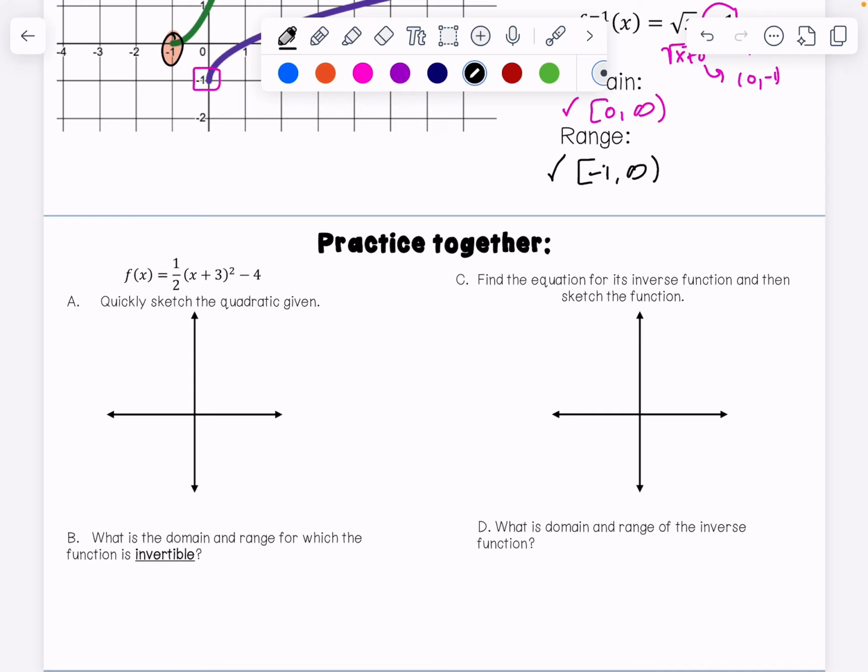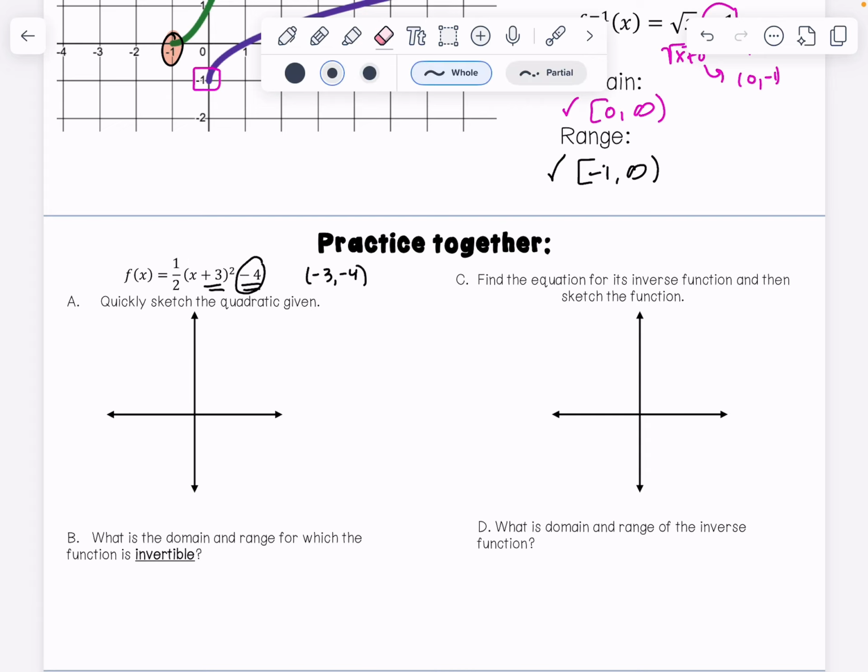So the first thing I'm going to do in this function is identify my vertex. I'm going to take the opposite of my x value, so -3, and then just perfectly take my k value out to the side, -4. We know our x's do everything opposite. That's why I made it negative. We know our y's do it just like they're supposed to. That's why it stayed the way it was.